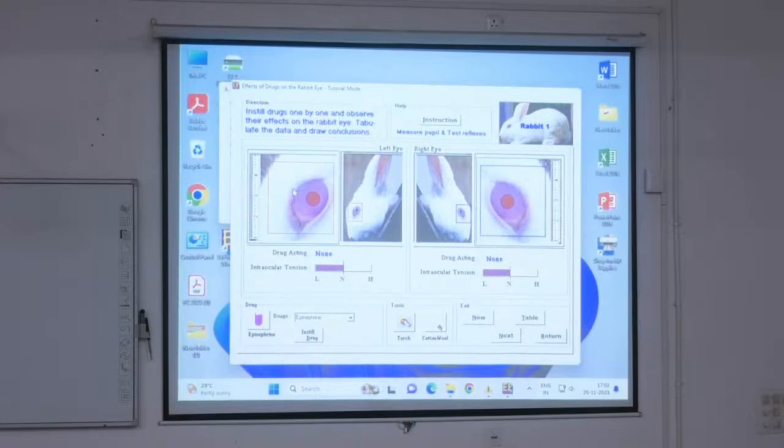Write it in another notebook: before administration of drug, the normal pupillary diameter is 4 millimeter. Now we are administering epinephrine. You can see that epinephrine.